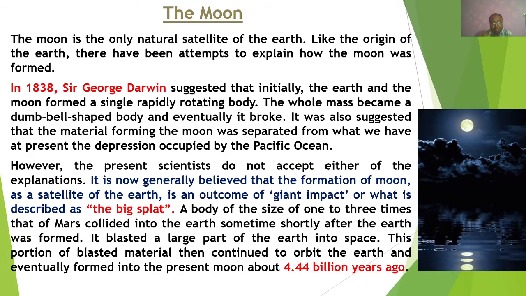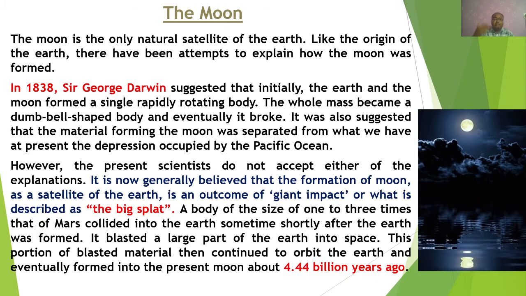That means you can say that when the Earth was originating, the Moon was there inside Earth. So due to a lot of things, the Moon comes out from the Earth. I will show you the animation. The whole mass became a dumbbell shaped body and eventually it broke. The cigar shaped concept that I've told you: when a semi-solid spherical object rotates rapidly like this, it becomes elongated in shape.